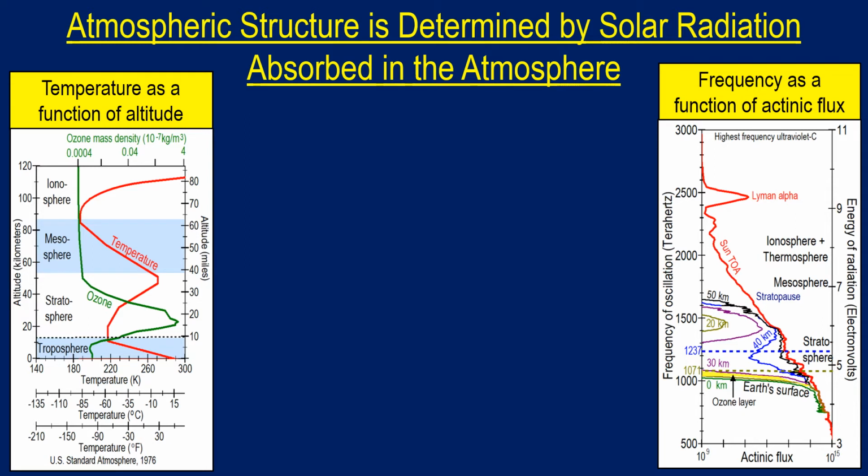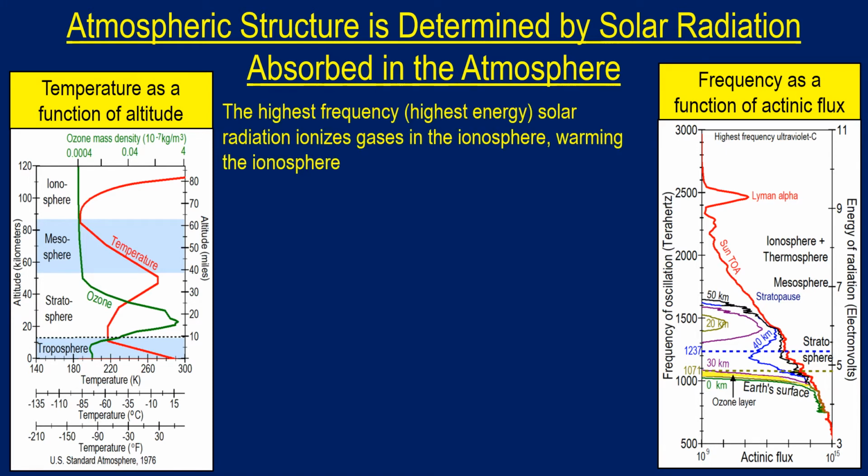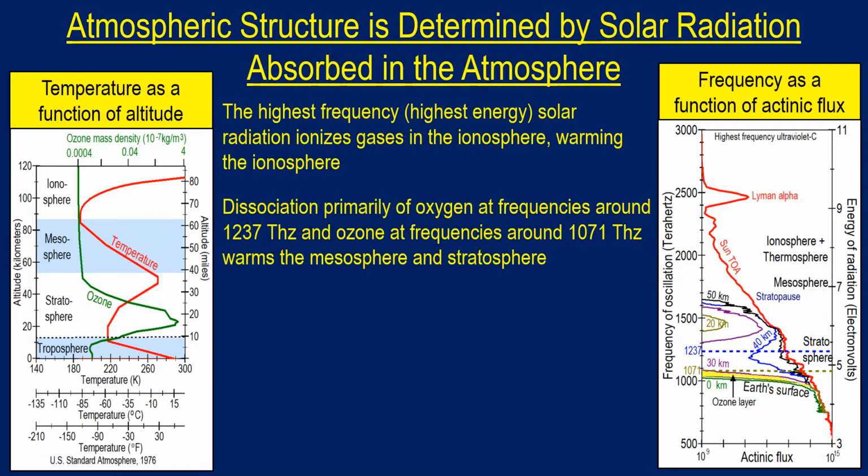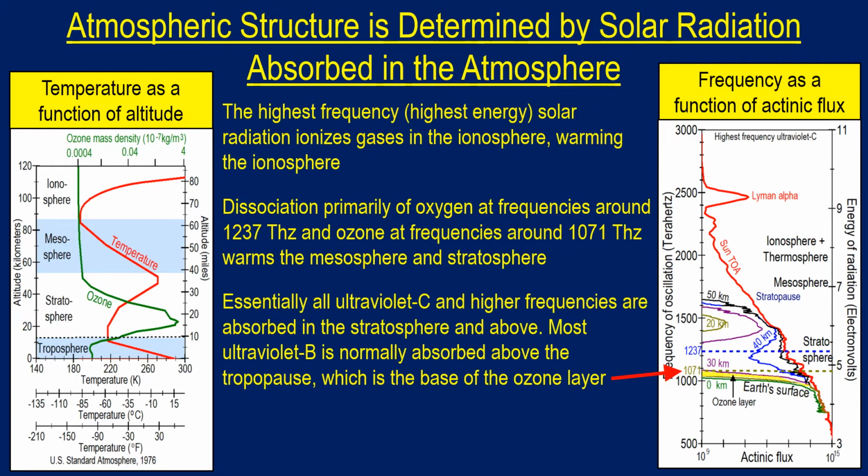Atmospheric structure is determined by solar radiation absorbed in the atmosphere. The highest frequency, highest energy solar radiation ionizes gases in the ionosphere, warming the ionosphere. Dissociation primarily of oxygen at frequencies around 1237 terahertz and ozone at frequencies around 1071 terahertz warms the mesosphere and stratosphere. Essentially all ultraviolet C and higher frequencies are absorbed in the stratosphere and above.